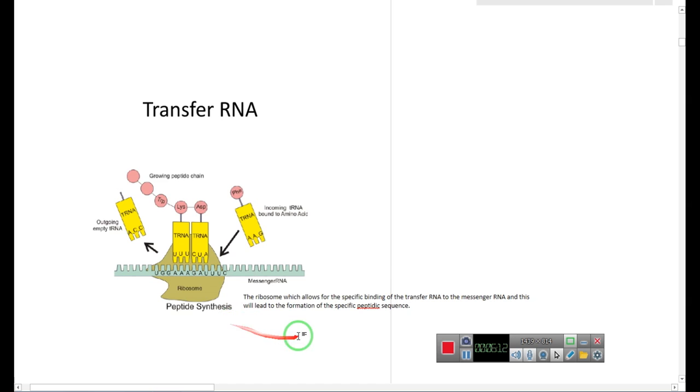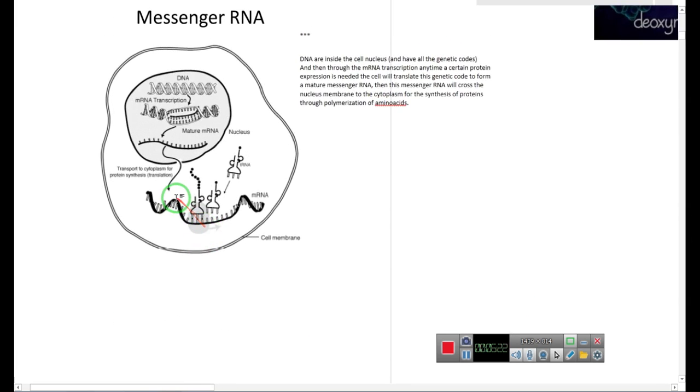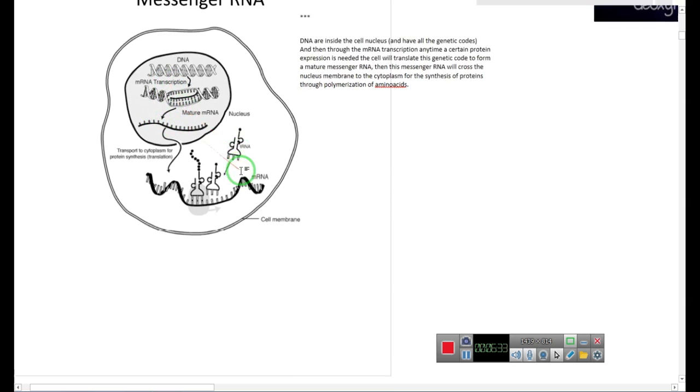Sometimes we can interfere, we can block this transcription process for the expression of some cells. But sometimes we have to go inside the cells to change the, let's say, genetic codes to introduce something inside.